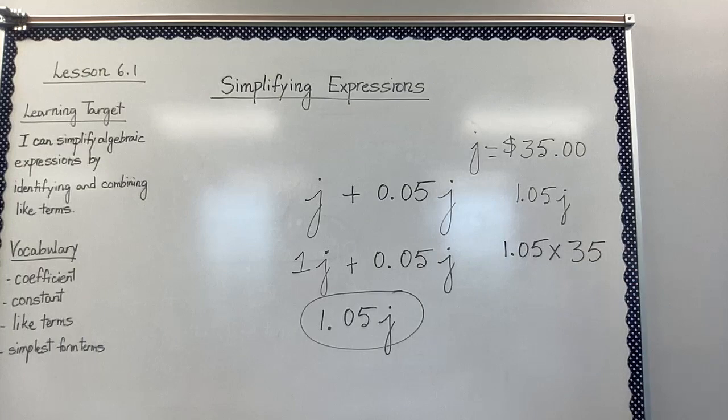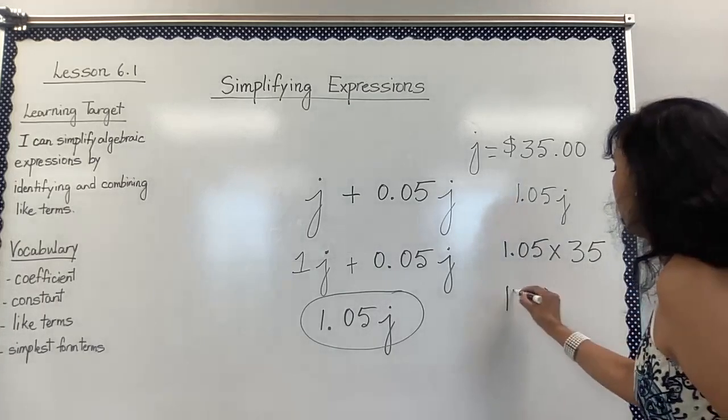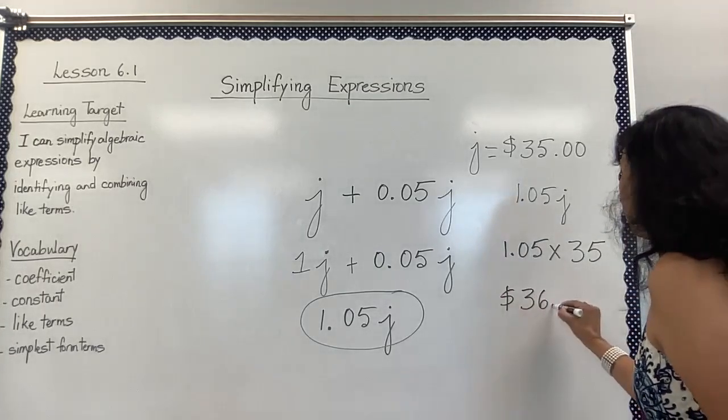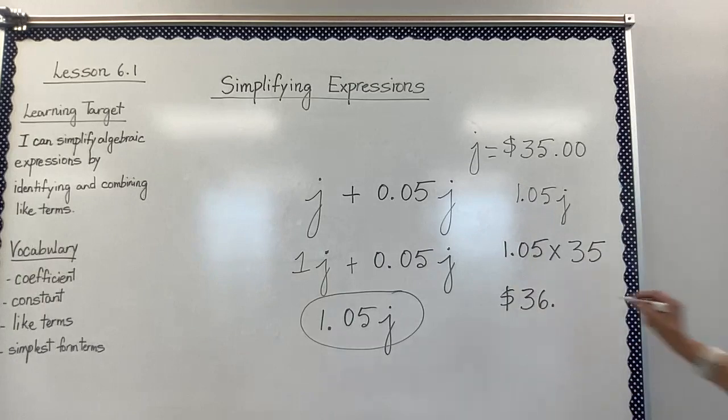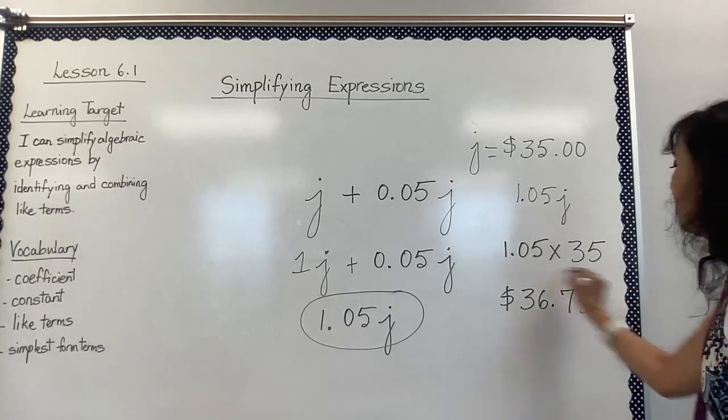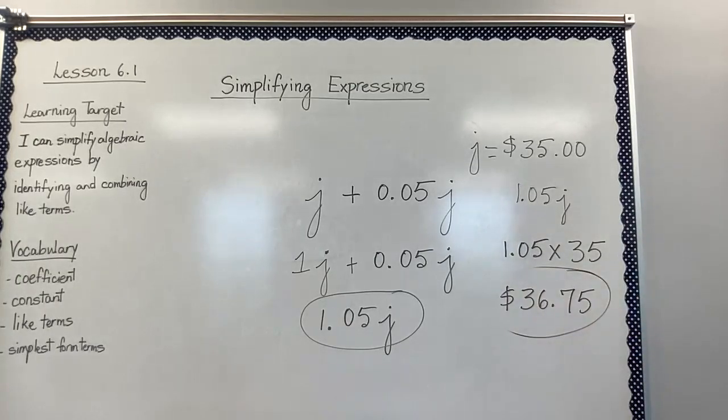Okay, and then when I multiply this, I am just going to get the cost, the 5% markup, and I am going to get $36.75. Okay, so this is how we calculate for problems like this, right? Let's do another quick example.